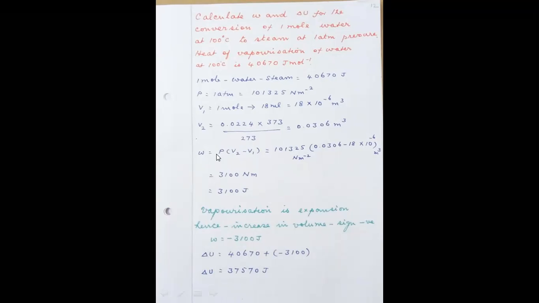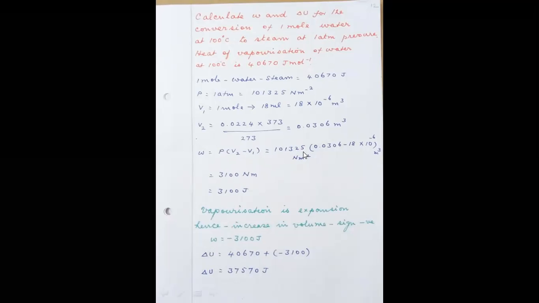Work done is P into delta V, the pressure into the change of volume. So P into delta V, that is P into V2 minus V1, which is equal to, what is P? Pressure. Pressure is 1 atmosphere. 1 atmosphere has to be converted into Newton per meter square. So pressure is the force acting per unit area. What is the force acting in unit area? That unit area is given in meter square in SI units. So 1 atmosphere is 101325 Newton per meter square. So that is substituted here.